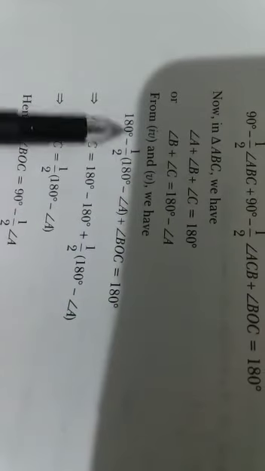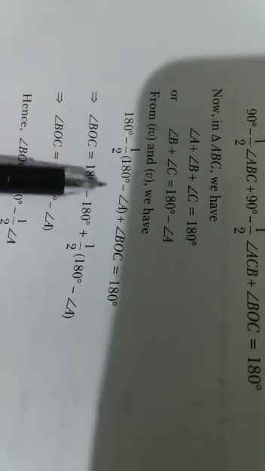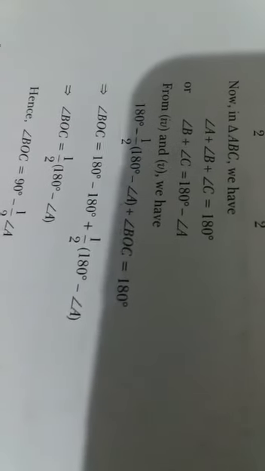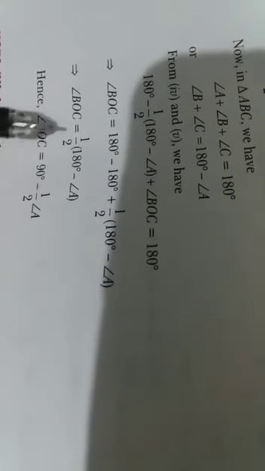So from the above, from 4 and 5, we will put all the values: 180 degrees minus half of (180 degrees minus angle A) plus angle BOC is equal to 180 degrees, and angle BOC is equal to, taking all the values to that side, 180 degrees minus 180 degrees plus half of (180 degrees minus angle A). So angle BOC is equal to how much? This gets cancelled, 1 by 2 times (180 degrees minus angle A). So hence we can write angle BOC is equal to 90 degrees minus what? Half of angle A. Is that okay?